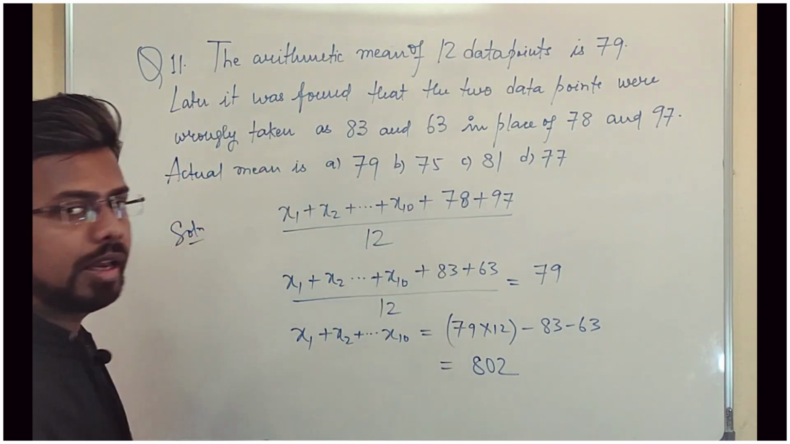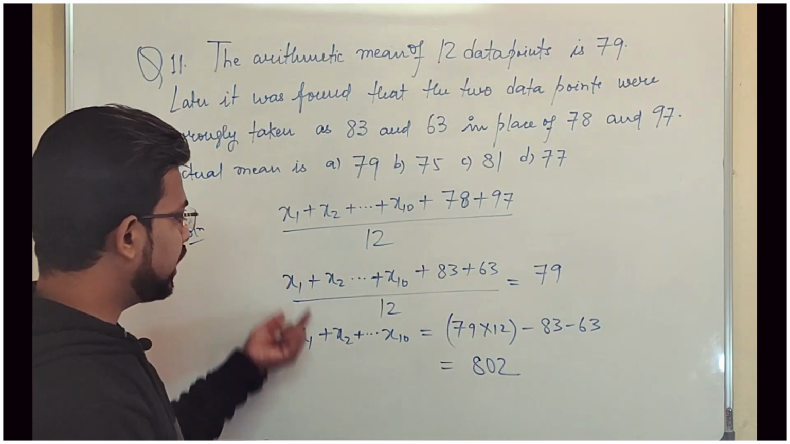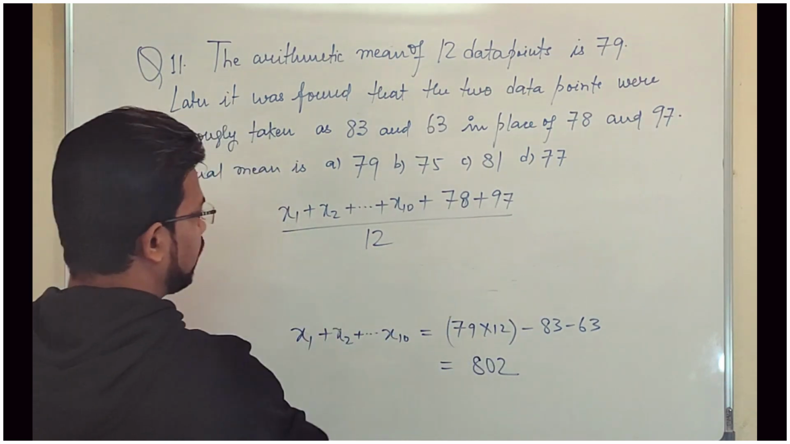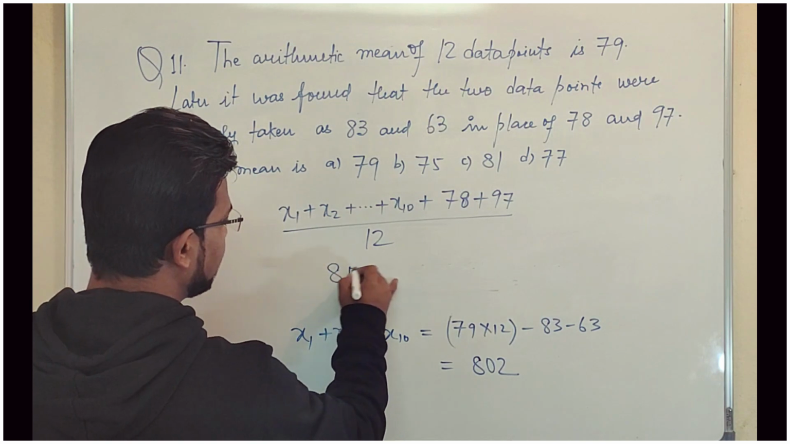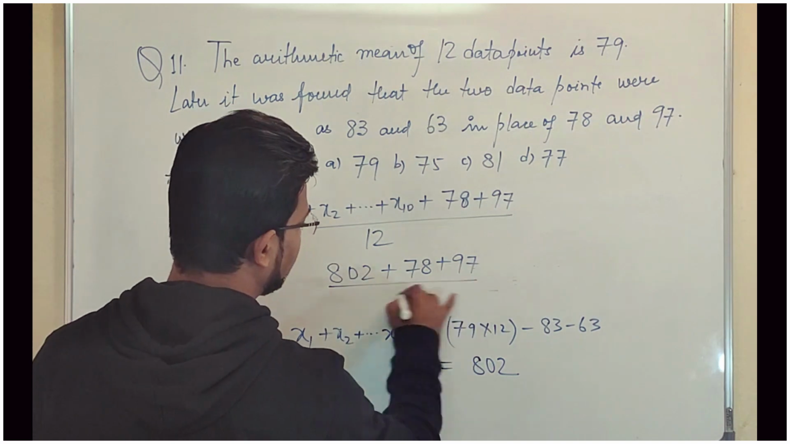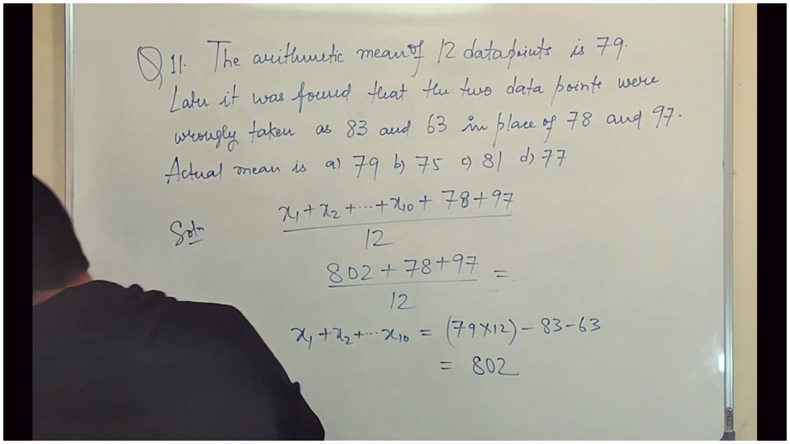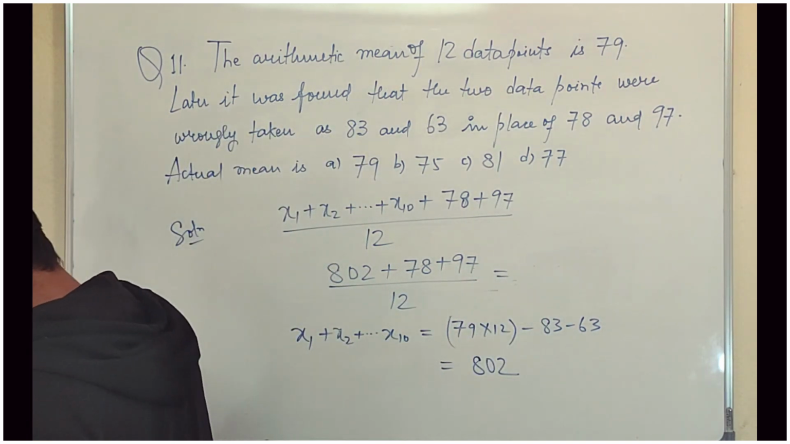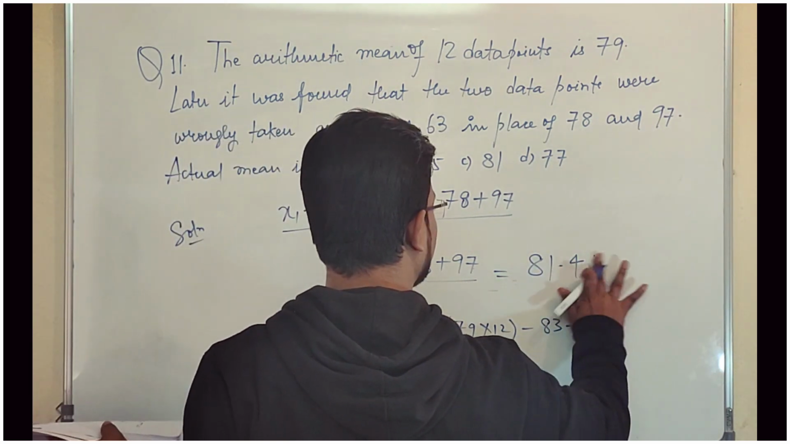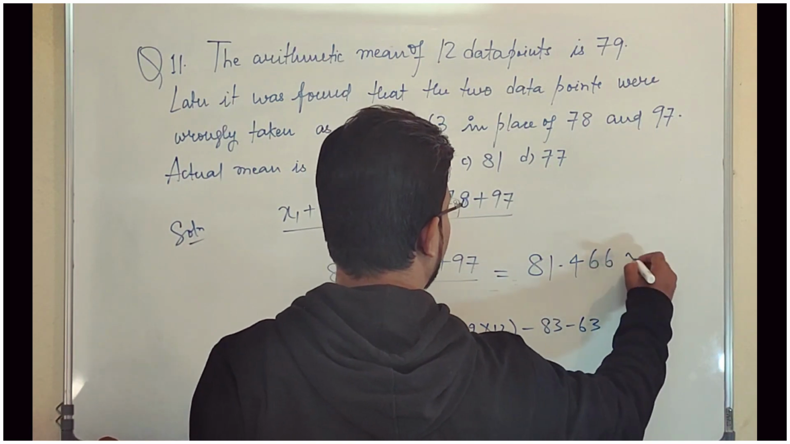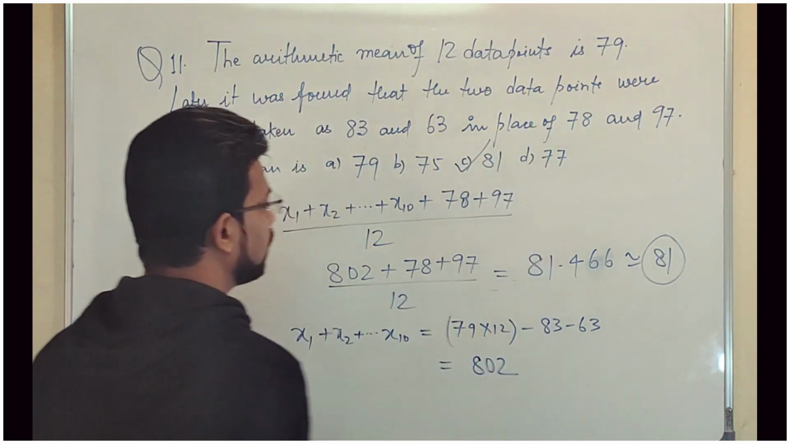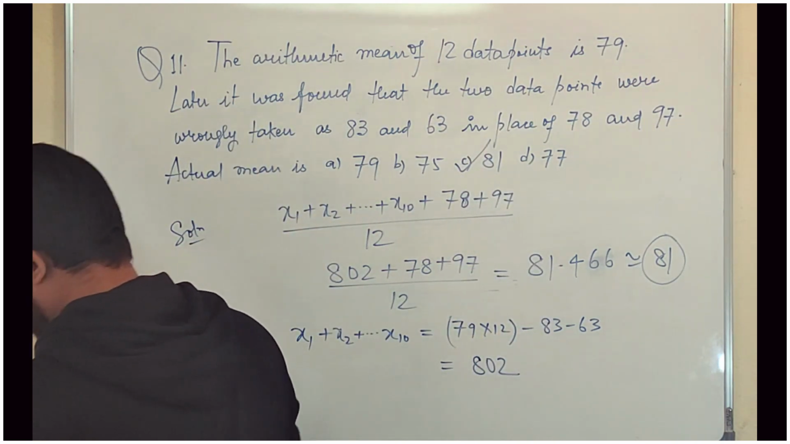I need to know the value for this. But we know that x1 till x10 is 802. So this is 802 plus 78 plus 97, and then if you divide it with 12 and solve this, you will get 81.466, which is roughly around 81. So here you need to tick one correct option, which is 81. So this is your option number C.